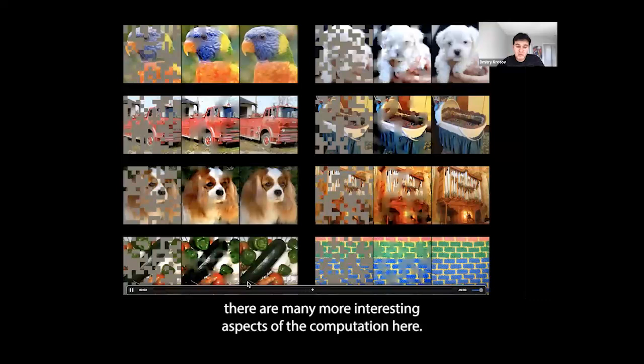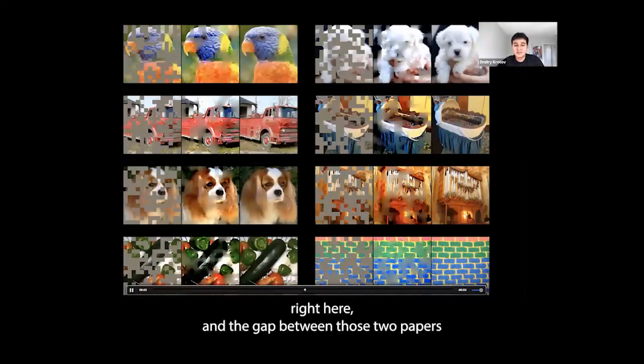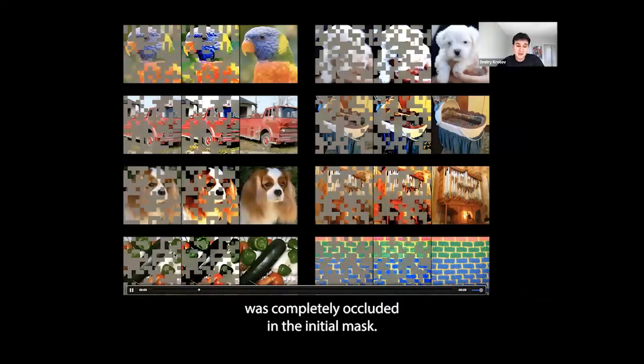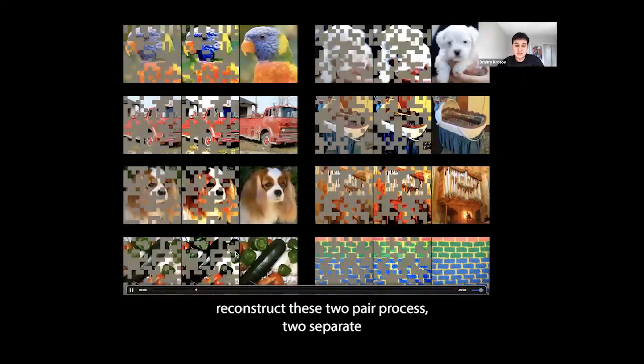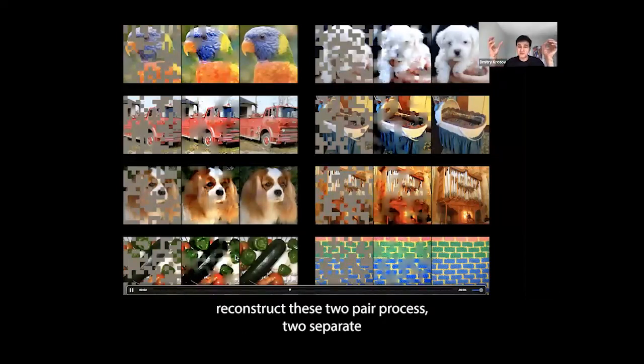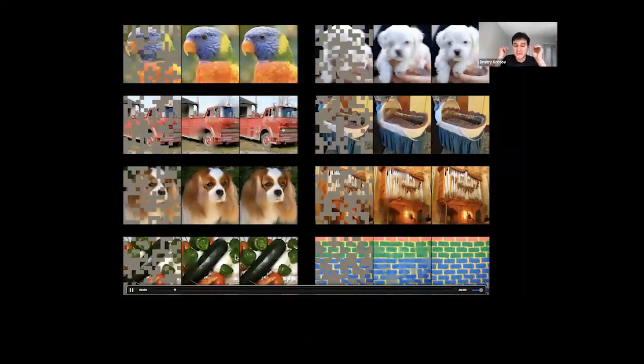There are many more interesting aspects of the computation here. For example, you can take a look at these 2 peppers right here. The gap between those 2 peppers was completely occluded in the initial mask. But yet you see that eventually the network does reconstruct these 2 peppers as 2 separate items as opposed to one gigantic blob of green color.